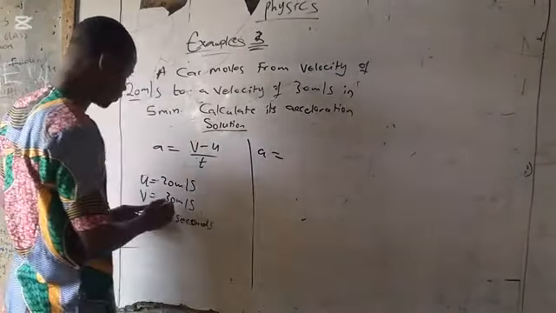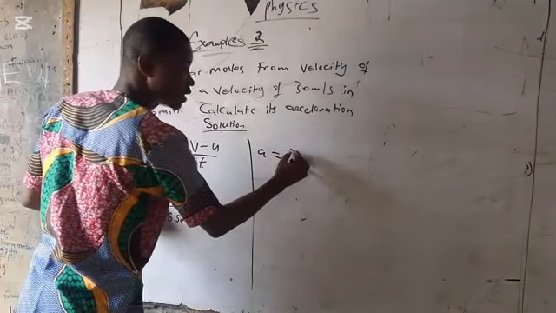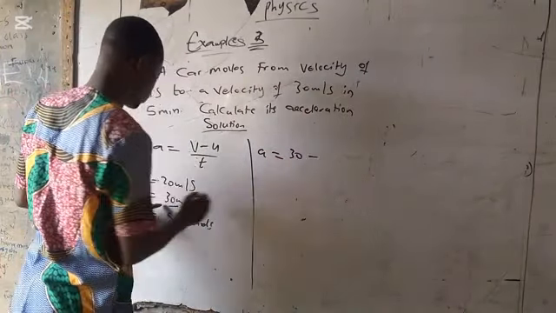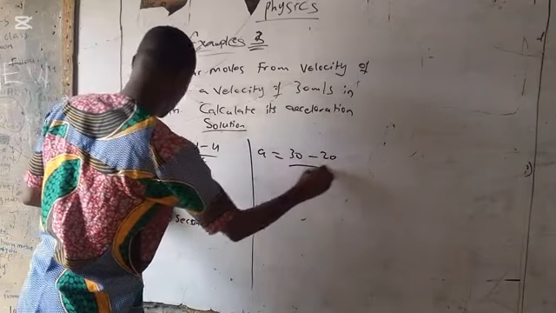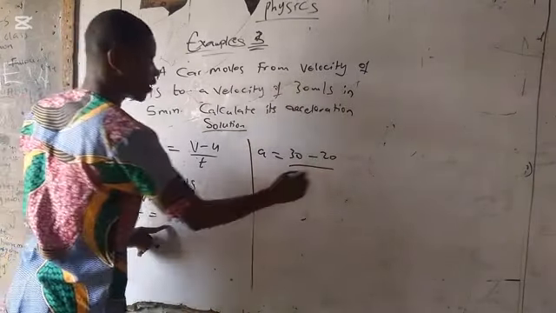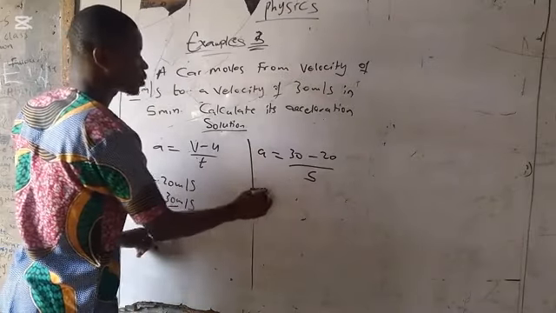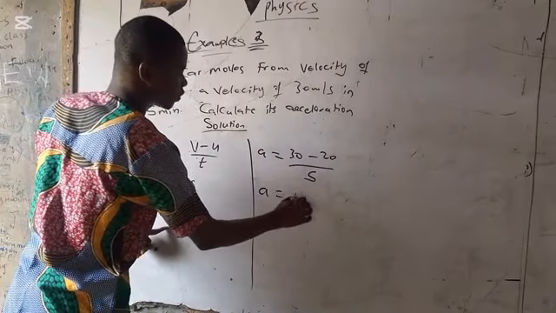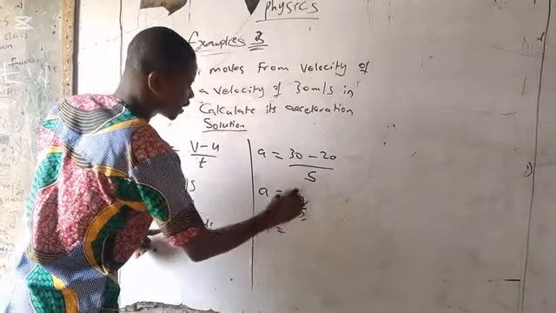Our acceleration equals v. What is the value of v? V is 30, minus u, and u is 20, all over time. Time is 5. So if you subtract, it gives us 10 over 5. So our acceleration is 10 divided by 5, which is 2.